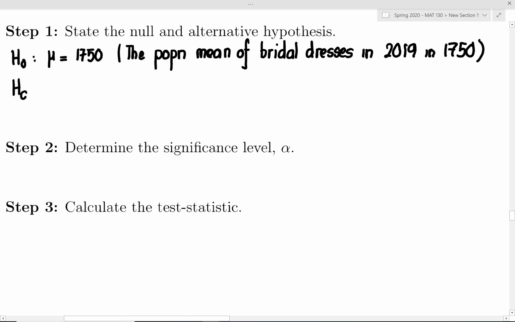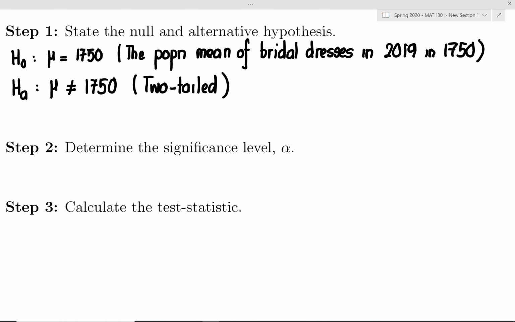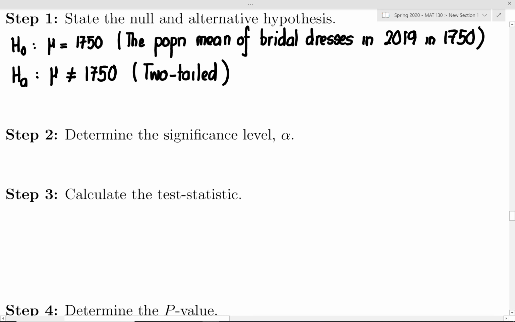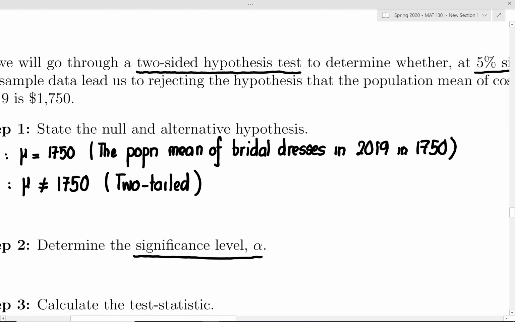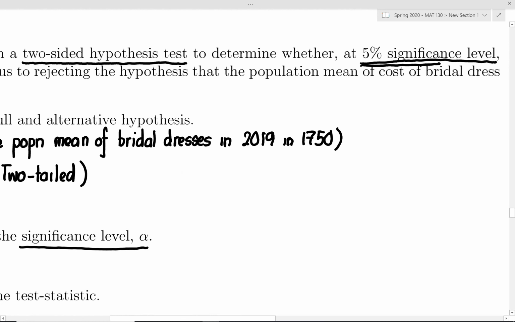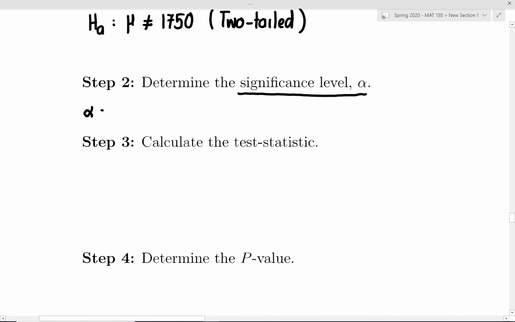And the alternative hypothesis is that our population mean is different from 1750. So is that a two-tailed or a one-tailed test? It's going to be a two-tailed. Now we want to specify what the significance level is going to be. We were told to look at it at a 5% significance level, so our alpha in this case is going to be 0.05.